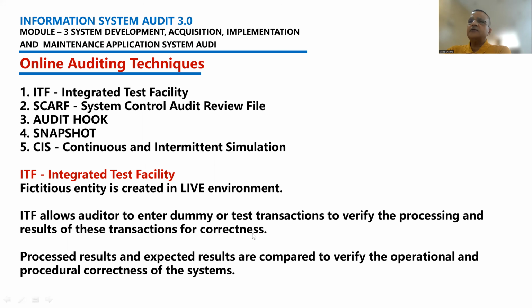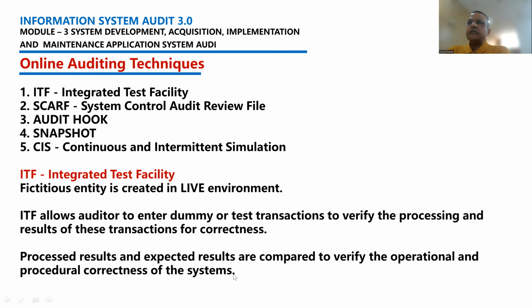Say, for instance, if all the normal routine transactions are being processed, I'll push one or a couple of transactions and see that the processing rules are being followed and the transaction is processed correctly. Process results and expected results are compared to verify the operational and procedural correctness of the system. Say, for instance, there is a module in finance which says that a transaction of more than 20,000 will not be processed. Now, this is what the system is expected to do.